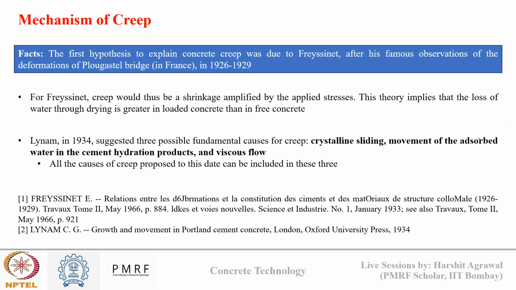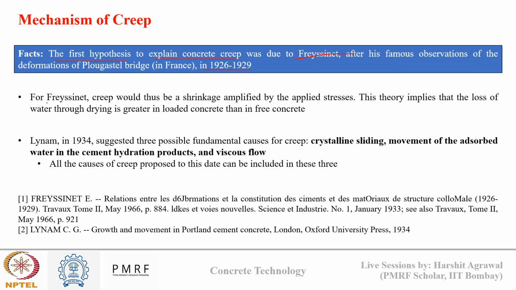Now we have seen what creep is, but how does creep occur in concrete? The first hypothesis to explain concrete creep was given by a scientist named Freycinet, after his famous observation of the deformation of a bridge located in France, in 1926 to 1929. So he was the first person to give a hypothesis to explain concrete creep.